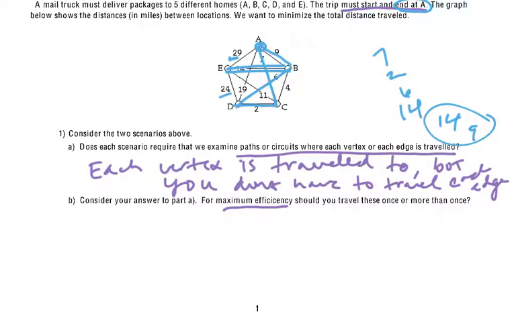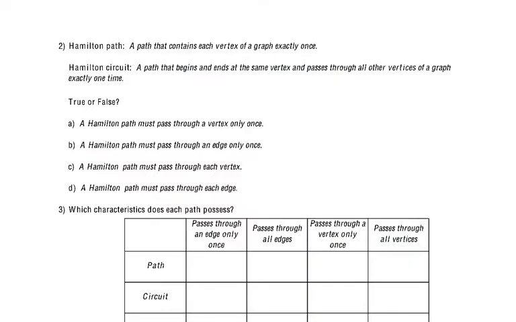So could I, or should you, travel these once or more than once? And it depends. Okay, it depends. You have to look at the situation. So thinking about that, we're going to go into what is a Hamilton path and circuit. So looking at the definition, a Hamilton path is a path that contains each vertex of a graph exactly once. A Hamilton circuit is a path that begins and ends at the same vertex and passes through all the other vertices of a graph exactly one time.